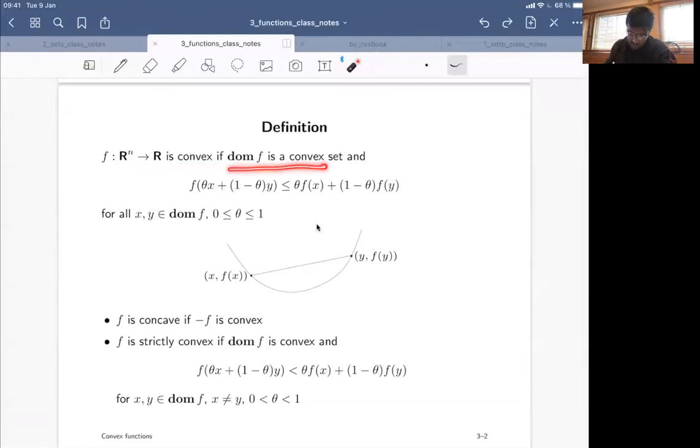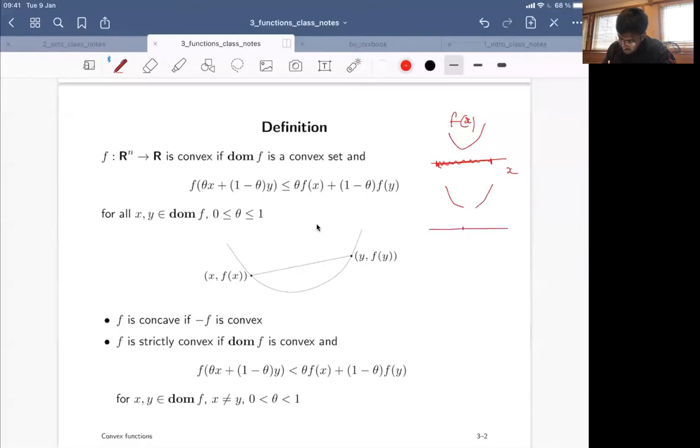The function should have a convex domain. For example, if I say that this is f of x, and this is my domain, is it a convex set? The domain, yes, right? But what happens if I say that, okay, this is my function and this is my domain.